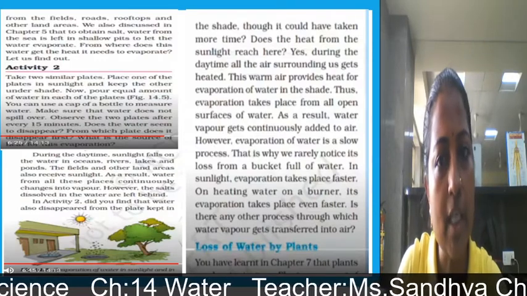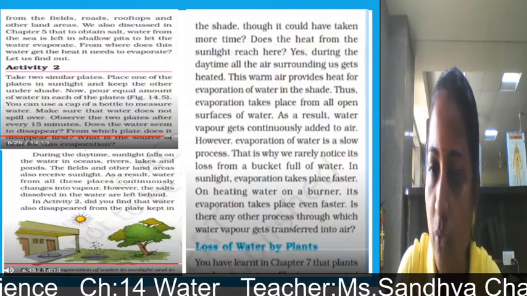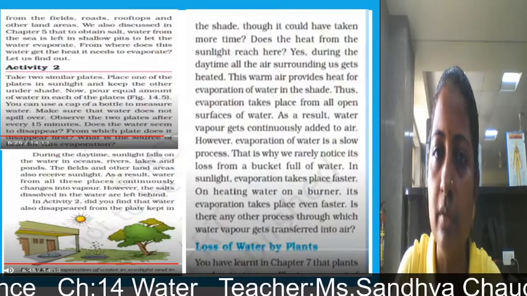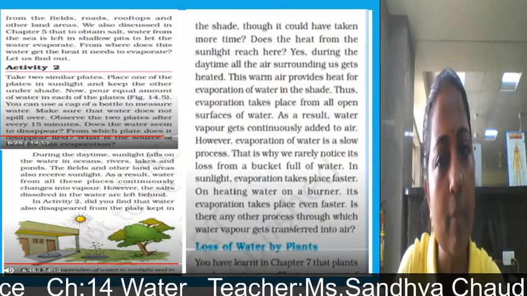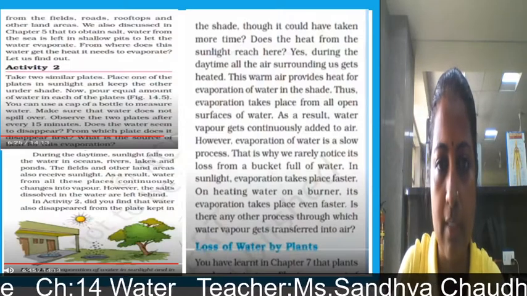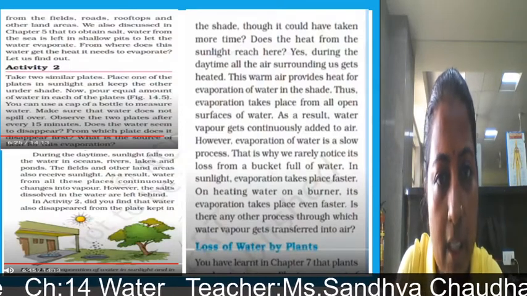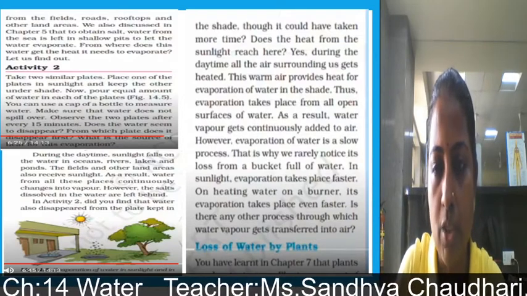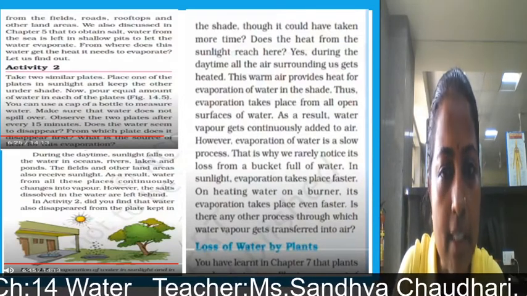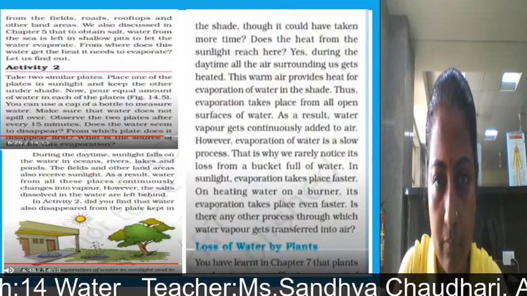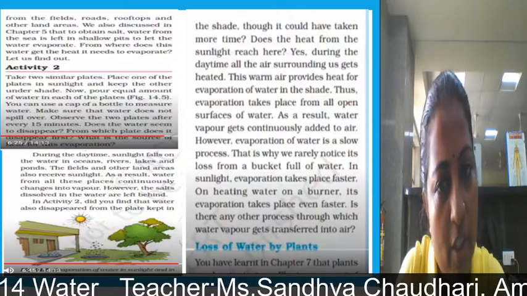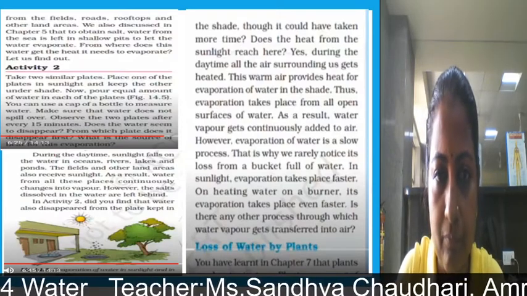Thus, evaporation takes place from all open surfaces of water. As a result, water vapor gets continuously added to the air. However, evaporation of water is a slow process. That is why we rarely notice the loss of water from a full bucket of water. In sunlight, evaporation takes place faster. On heating water on a burner, its evaporation takes place even faster.